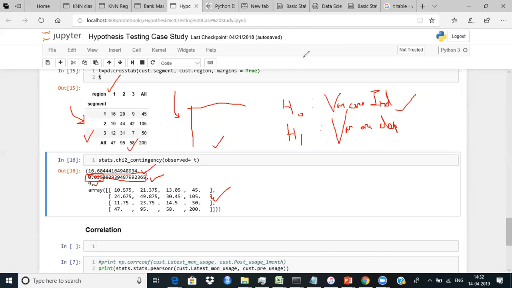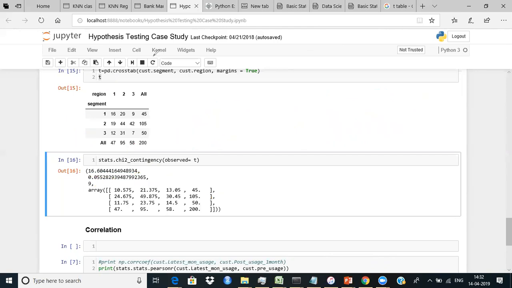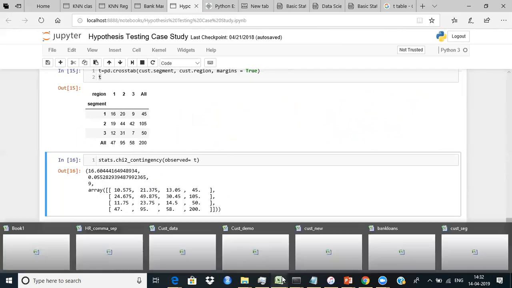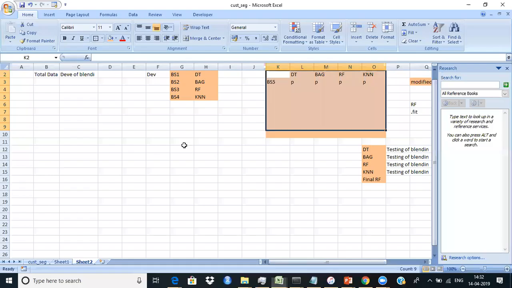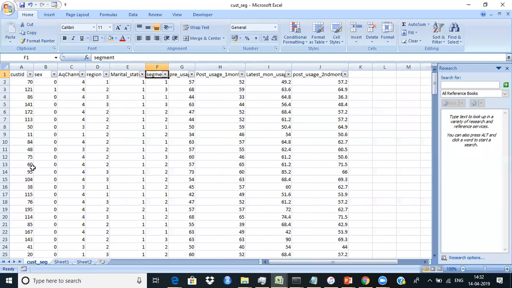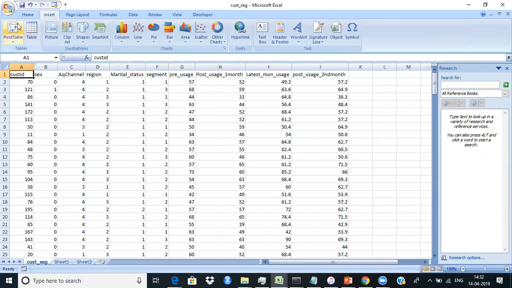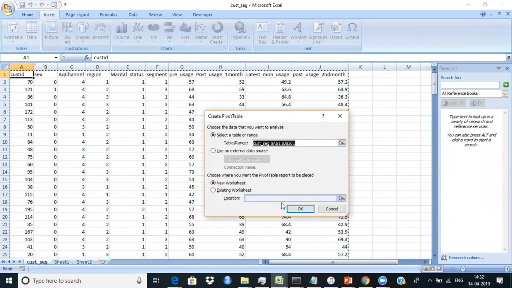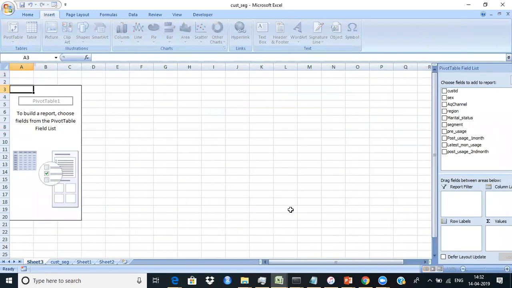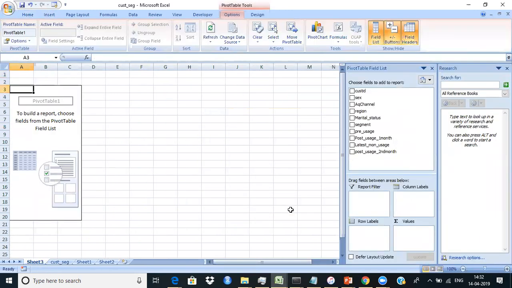Expected. Okay. Now, if you want to do this whole thing in Excel, this can also be done in Excel. Sir, I have one question in this. What is the significance of two-dimensional array here? What is the purpose of that array? I'm coming to that. So if you want to do this in Excel, all of you know pivot, right? Excel pivot.